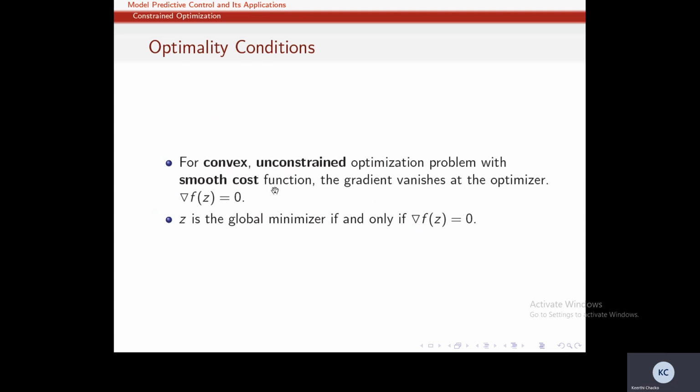Now the optimality conditions. For a function to be at a minimum or maximum, we take the derivative and equate it to 0. At the minimal or maximal point, the derivative of that function will be 0. The same concept is used here. For a convex unconstrained optimization problem with a smooth cost function, the gradient vanishes at the optimum. So when we take the gradient, it will be equal to 0. Z is a global optimizer if and only if the gradient of f at z equals 0. Those points of z are the global minimizer or optimizer.